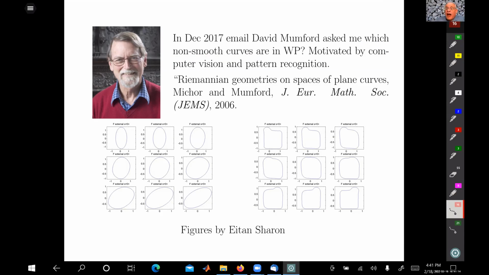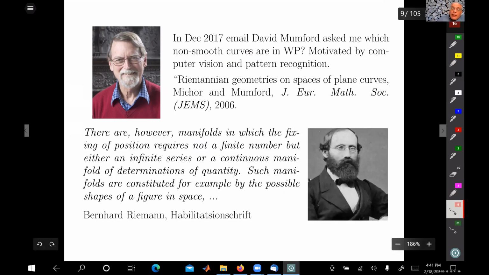If you're a snob and that is not quite enough, august company, we can go back to Hilbert, who says that such manifolds he's talking about are constituted, for example, by the possible shapes of a figure in space. That's Riemann. Riemann, what did I say? I meant to say Riemann. Okay, so we have a pretty good authority that studying spaces of loops or shapes is a pretty important thing.